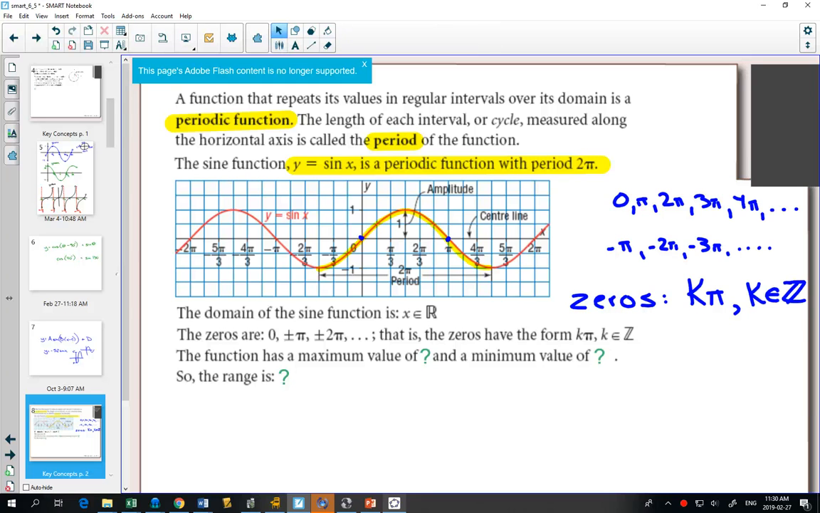When we look at our y values, we have a maximum value at 1 and a minimum value at negative 1, so we can say that the range is from negative 1 to 1. You can either write it in set notation like that, or in interval notation.